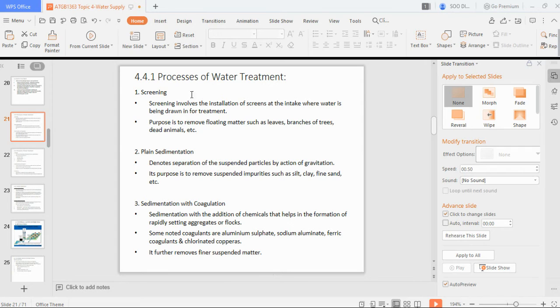So this screening is done through a screening panel to remove all this floating organic material.